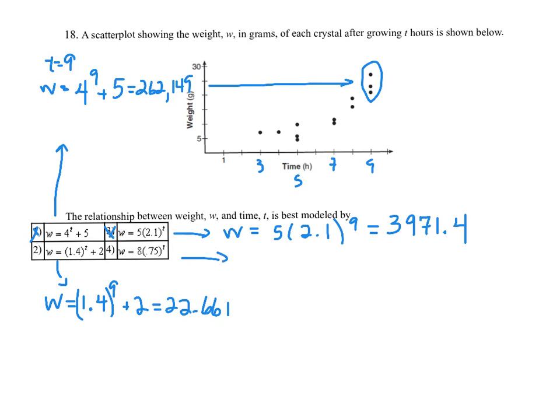And then we would do the same thing with the last one here. So W equals 8 times 0.75 to the 9th power. And I ended up with 0.60068. Again, doesn't make sense. So choice 2 it is.